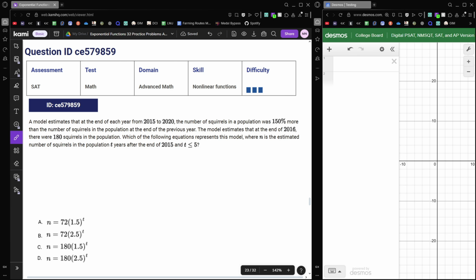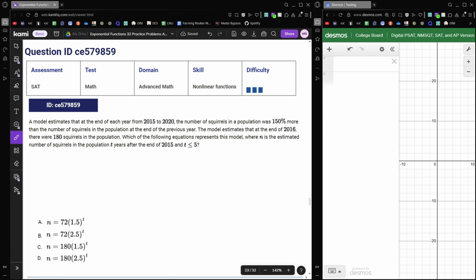Question number 23. Now you notice that this one looks a little off because if you look at the answer key, the answer choices are actually messed up, so I went ahead and rewrote them. A model estimates that at the end of each year from 2015 to 2020, the number of squirrels in a population was 150% more than the number of squirrels in the population at the end of the previous year. The model estimates that at the end of 2016, there were 180 squirrels in the population. Which of the following equations represents this model, where n is the estimated number of squirrels in the population t years after the end of 2015 and t is less than or equal to 5?